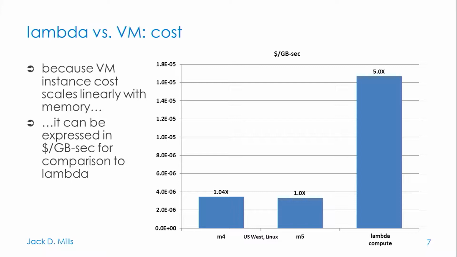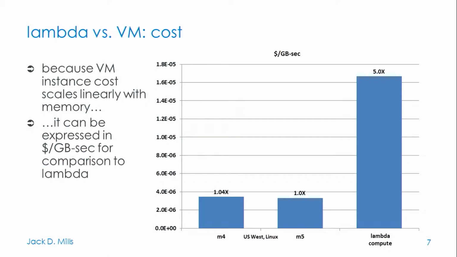M4 and M5 are general purpose instances, and I picked them because Amazon says in their documentation that the CPU power allocated to a Lambda scales linearly with memory, just like a general purpose instance. An M4 is a very common general purpose instance. M4 is 4.0 times 10 to the minus 6 dollars per gigabyte second, if you were to look at all the memory ranges available for an M4. Lambda is that other number I had on the earlier slide, 1.6 times 10 to the minus 5. It's quite a bit larger.